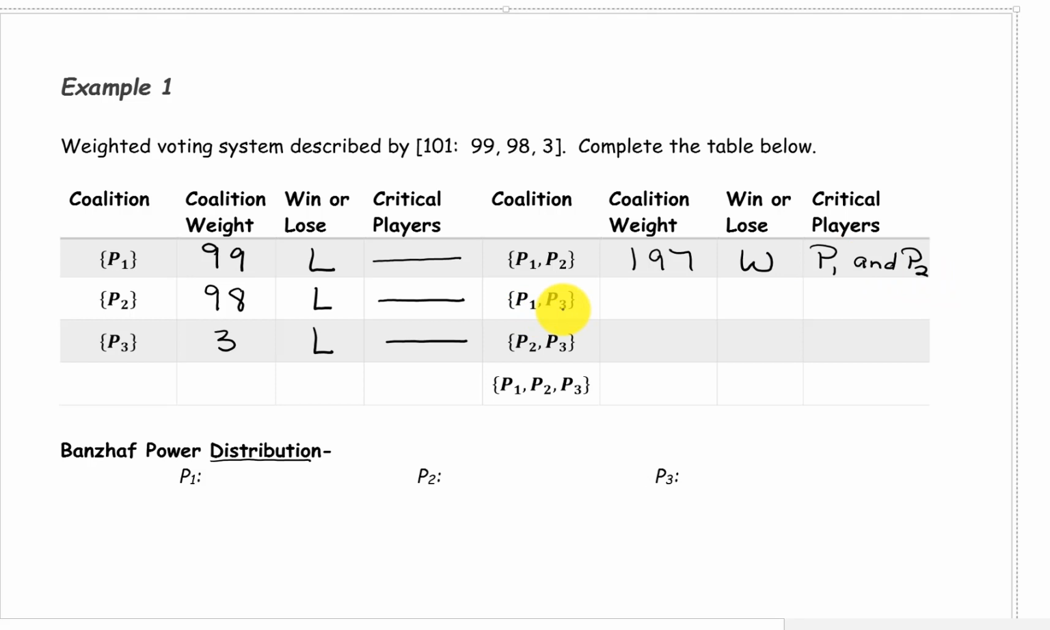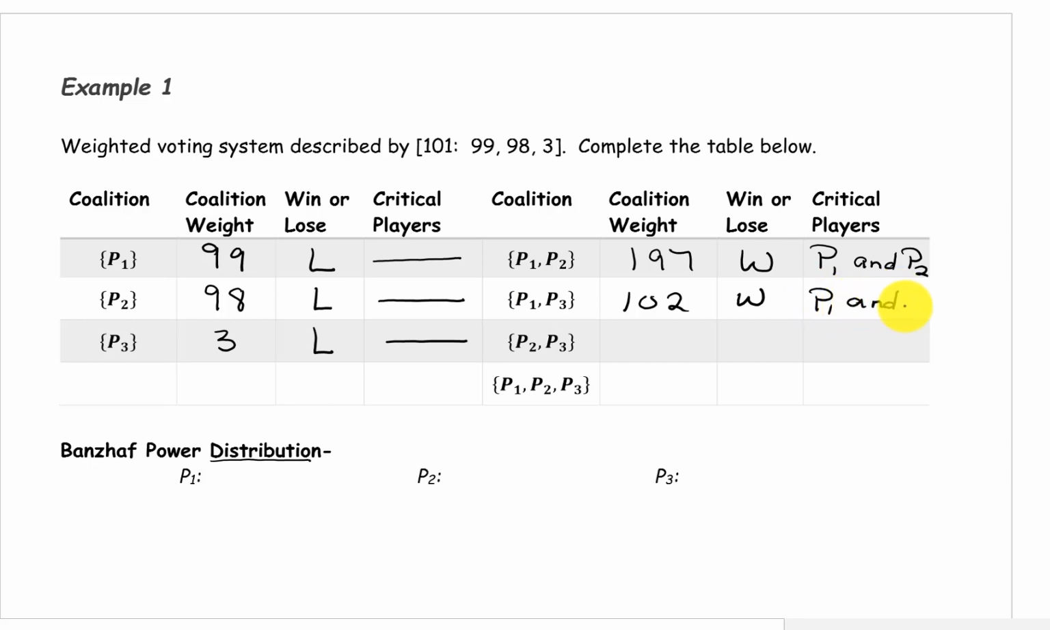Player 1 and 3 together, so 99 plus 3 gives us a total of 102. This is a winning coalition. If we were to remove player 3, player 1 alone only has a weight of 99, which would not meet our quota, so it would lose. Same if we remove player 1, the weight would only be 3, and so it would be a losing coalition. So removal of either of these players would cause the coalition to change from a winning coalition to a losing coalition, so they're both critical players. So player 1 and player 3.